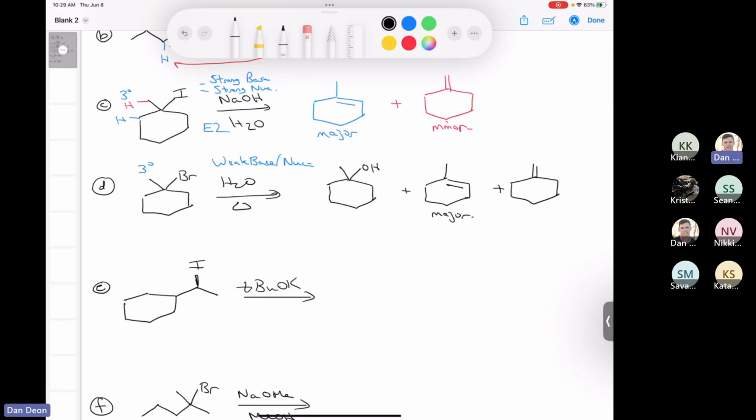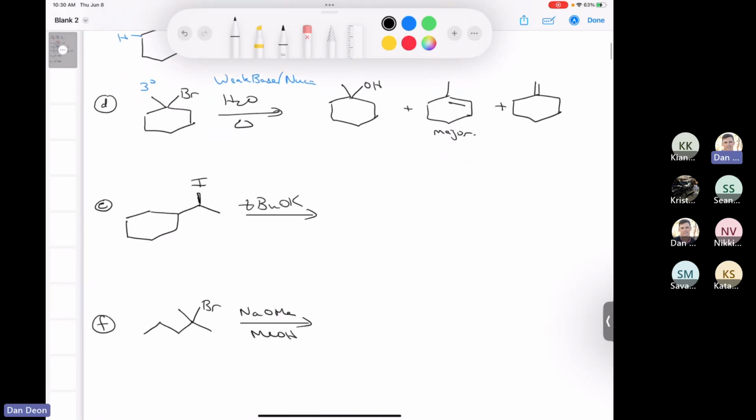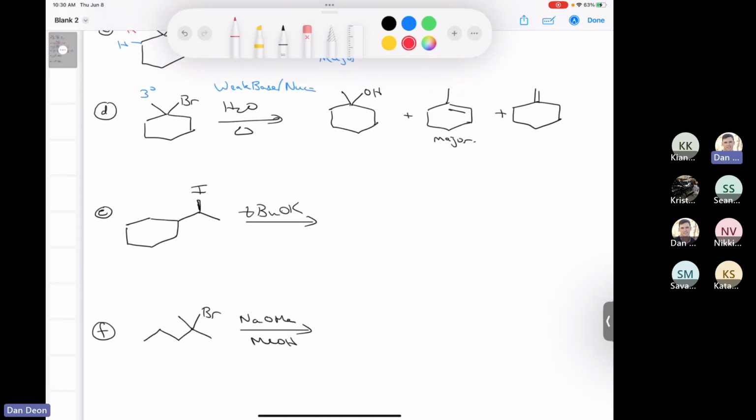So somebody said, is sodium hydroxide only a strong base and strong nucleophile when it's in water? No, in any solvent, it would be considered a strong base and strong nucleophile. Yep. All right, the next one, we have a secondary alkyl halide.